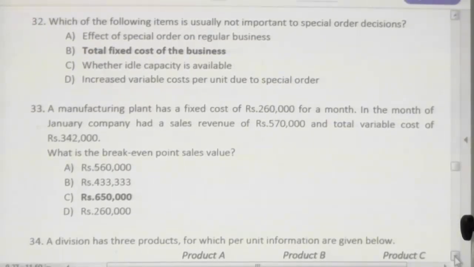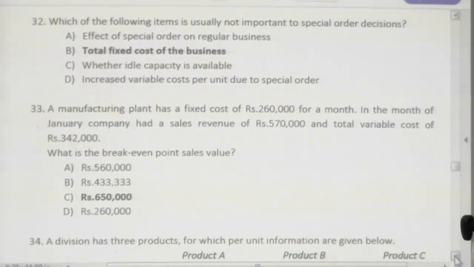Which of the following item is usually not important? Effect of special order on regular business. That is very important. When you are accepting a new order, you need to consider what would happen to my regular business if I accept this order. For example, assume you are a bakery owner producing bread. Every day you are producing 1,000 breads and distributing around the area.